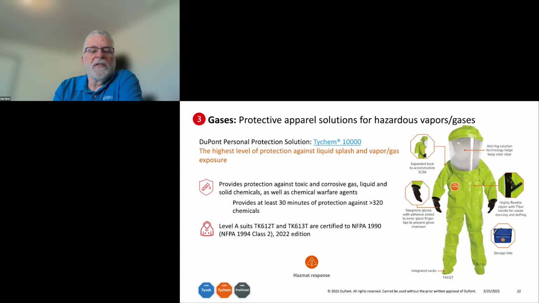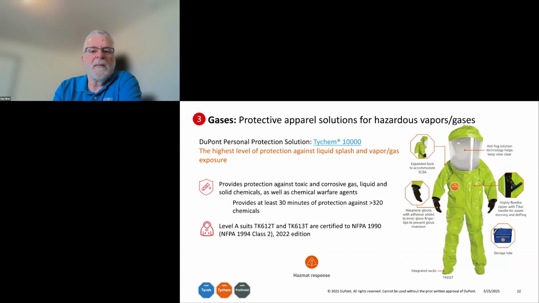So what is our solution? Our solution is Tychem 10,000, and it's going to give you the highest level of protection against liquids, vapors, gases and particles. A level A suit builds its own environment that you're inside of and safe. And so it requires a supplied air of some sort. Most typically, it's going to be an SCBA. Occasionally, there will be airline applications, but that's a very small percentage of the level A suits that are out there.